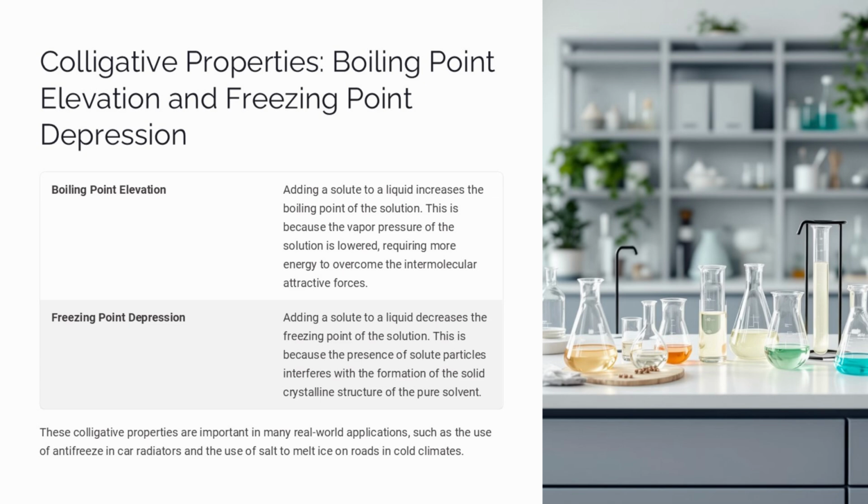Colligative properties are changes in the physical properties of a solution due to the presence of dissolved solutes. Boiling point elevation: adding a solute increases the boiling point of a solution by lowering its vapor pressure. This requires more energy to overcome the increased intermolecular attractive forces in the solution.